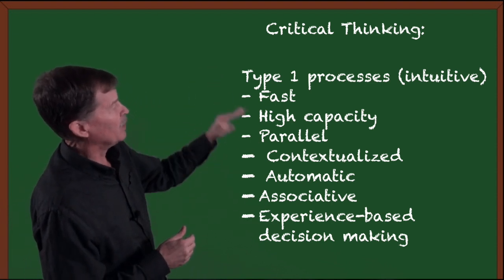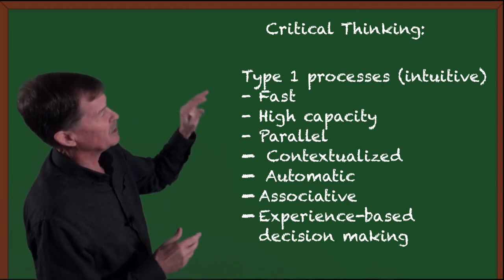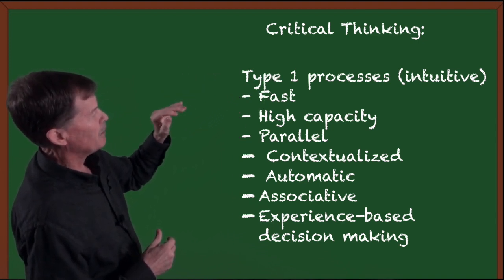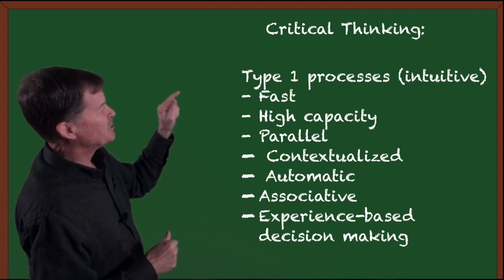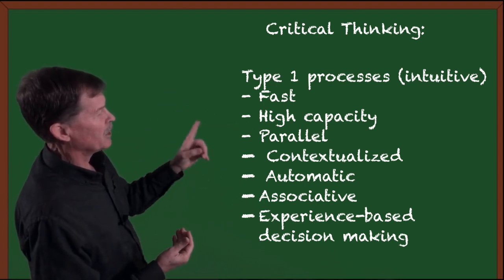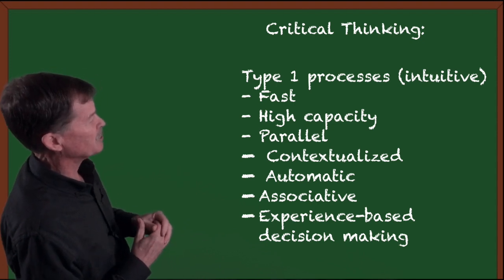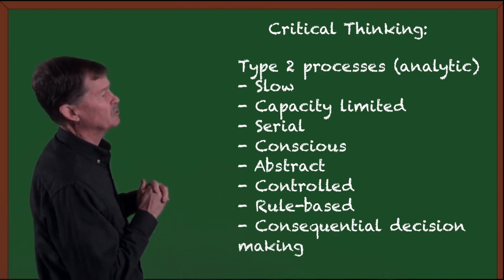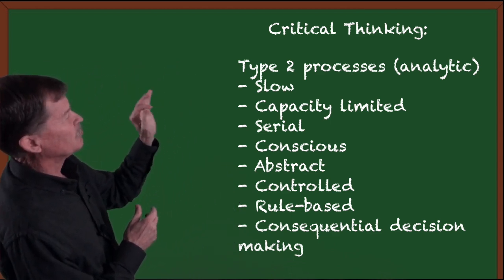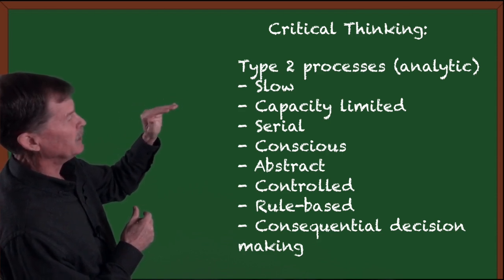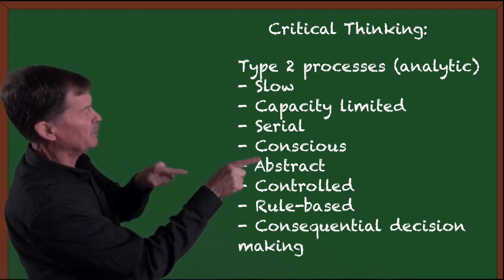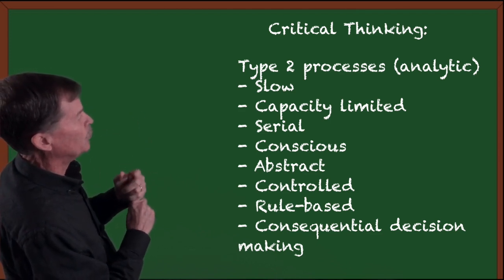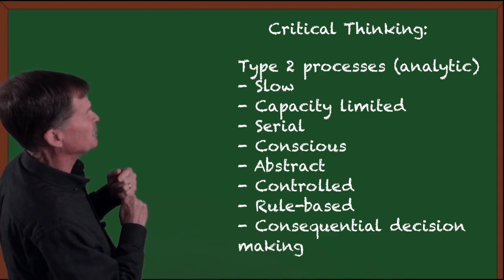Here's again the rundown of the type 1 processing, which they say is intuitive. It's fast, high capacity, parallel, contextualized, automatic, associative, experience-based decision making. The type 2 processes are analytical, slow, capacity is limited, it's serial, one after another. It is conscious, abstract, controlled, rule-based, consequential decision making.